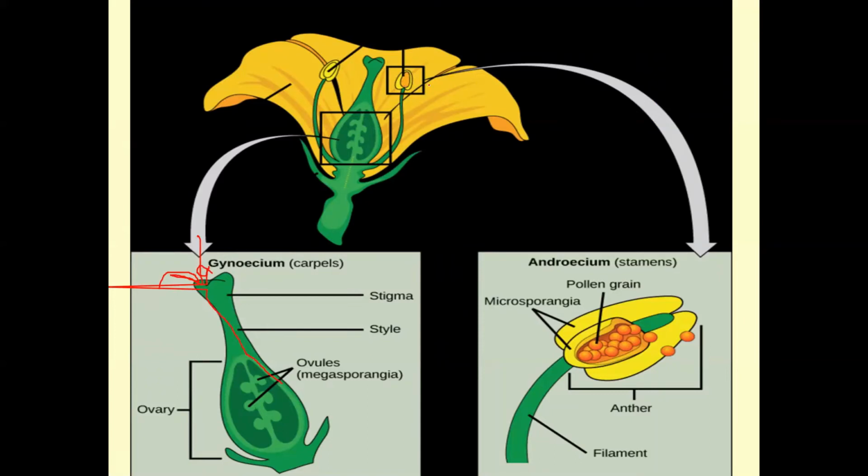Similarly, here is the stamen part. This is the whole stamen. In this stamen again you can see the stalk-like structure that is called the filament, and the upper part is called the anther. Inside this anther you can see the many pollen grains there, and these are also known as microsporangia. Inside the microsporangia there are pollen grains.